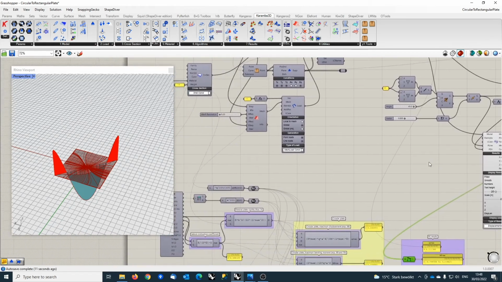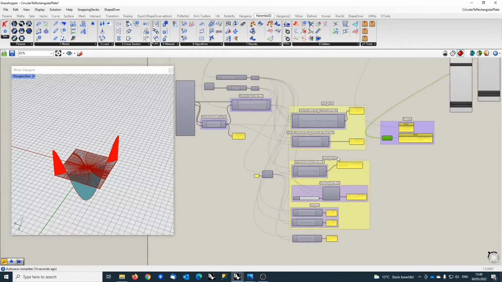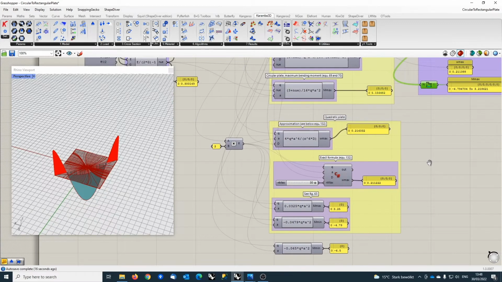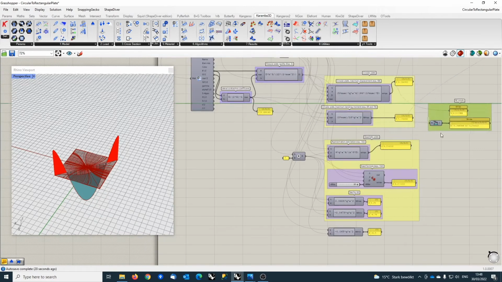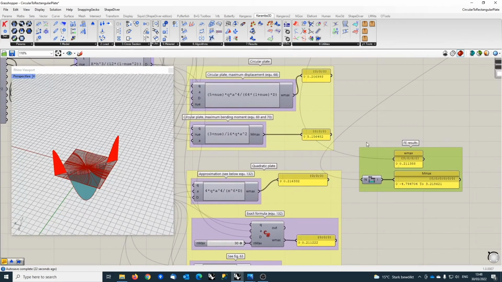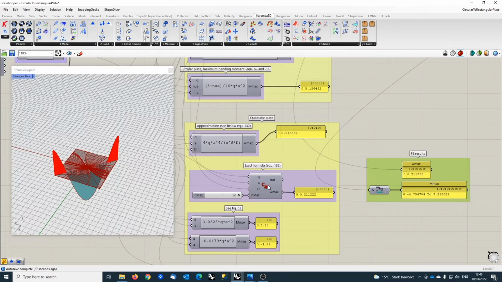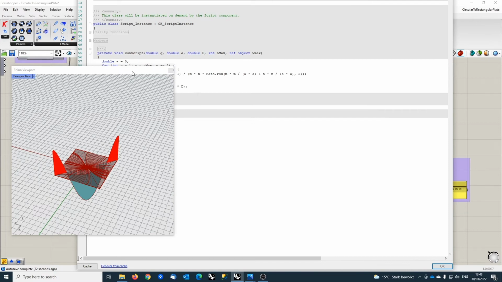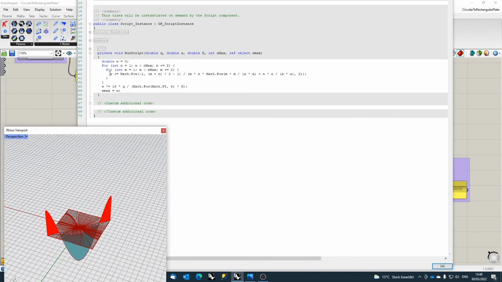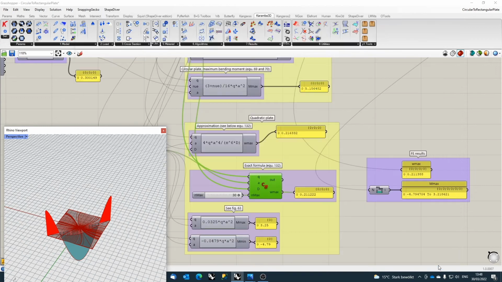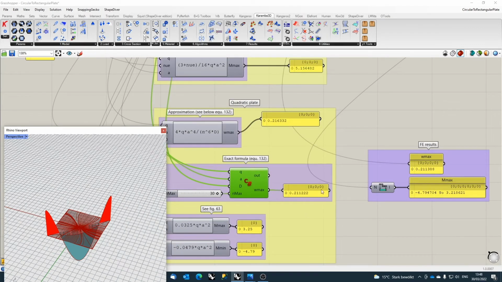And when comparing the results to the ones given in Theory of Plates and Shells, we see now that the displacements have slightly changed. Here, this is the exact formula. It's equation 132, which is actually a series solution, as you can see here. And the value, however, nicely corresponds to the result of the finite element calculation.